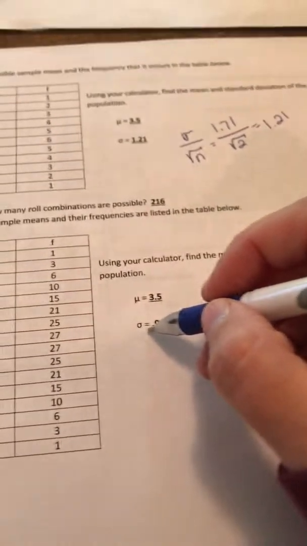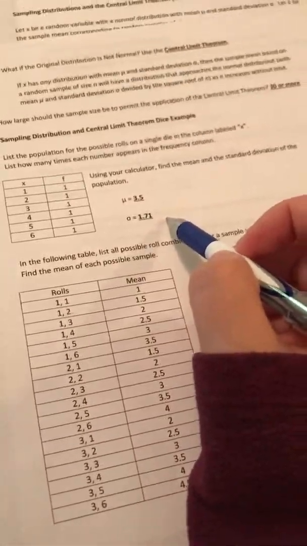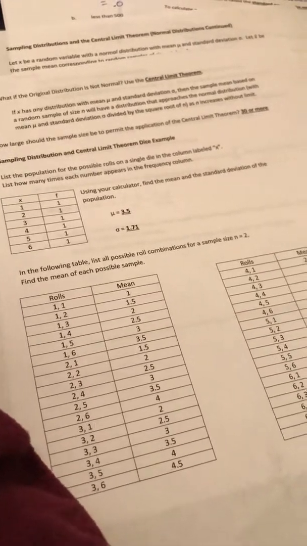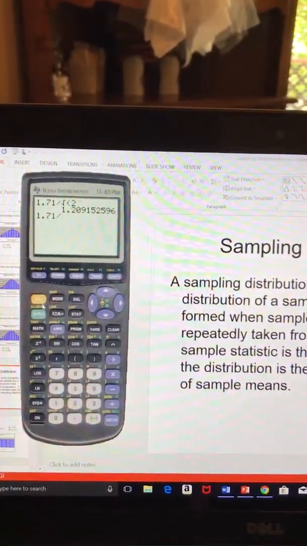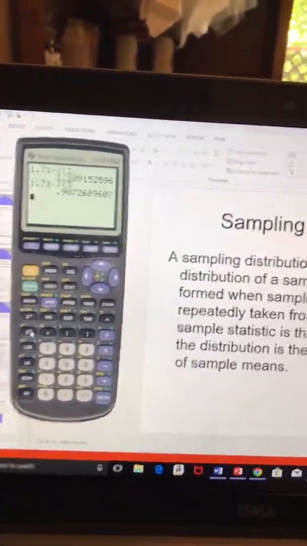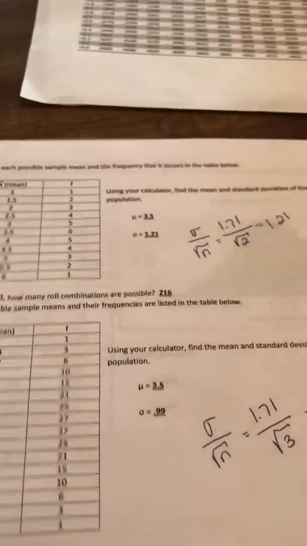This one, same thing. Sigma was 0.99, we know. If you check the formula using your original standard deviation from our original distribution, it's 1.71 divided by the square root of 3 this time. So 1.71 divided by the square root of 3 gives us 0.987, so 0.99. So those also match.